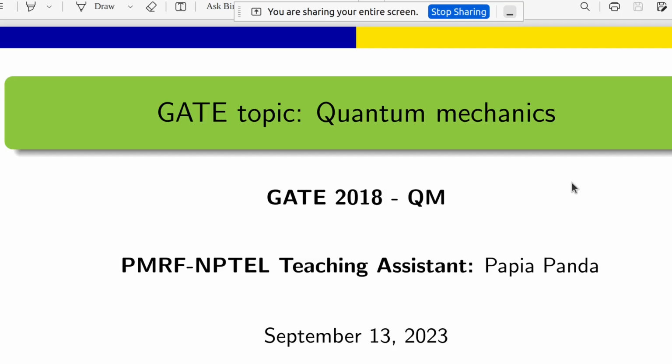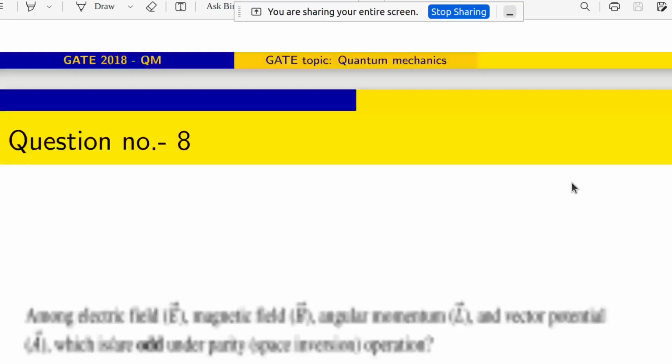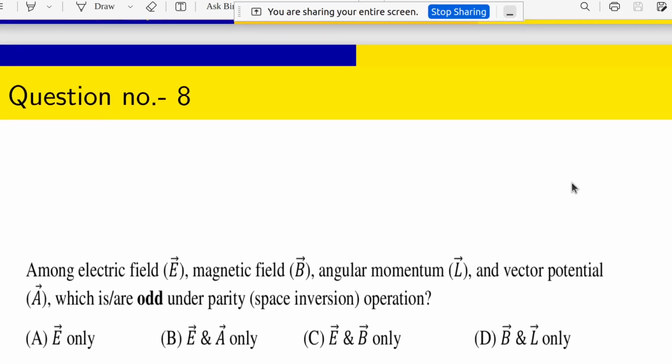So this is the GATE topic, quantum mechanics, and we will talk about quantum mechanics today, and there will be 3 questions today. If time permits, then I will go for the 3 questions, or otherwise we will stop on the 2 questions only. So let us start with the first question.